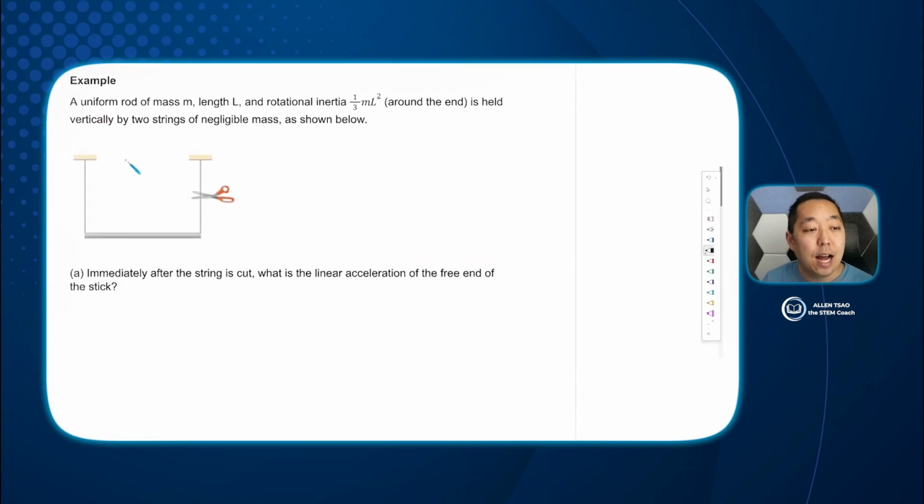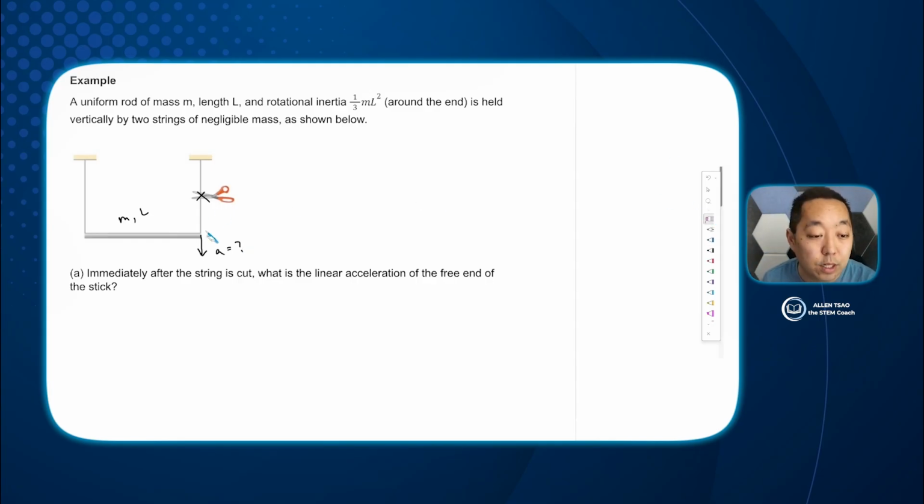So example, I have a uniform rod of mass m, length L, and a rotational inertia 1/3 mL squared around the end, held vertically by two strings of negligible mass. Immediately after the string is cut, what is the linear acceleration of the free end? We want to know what the acceleration here is equal to, not the acceleration of the center of mass. That would be different. So what are we going to do?